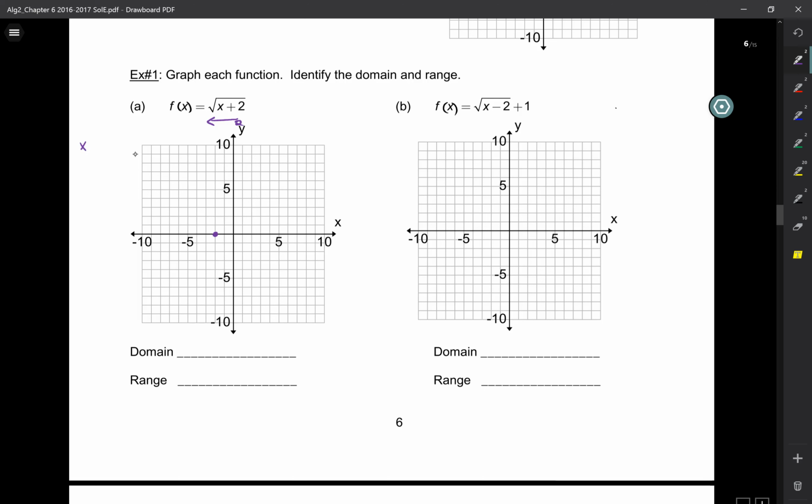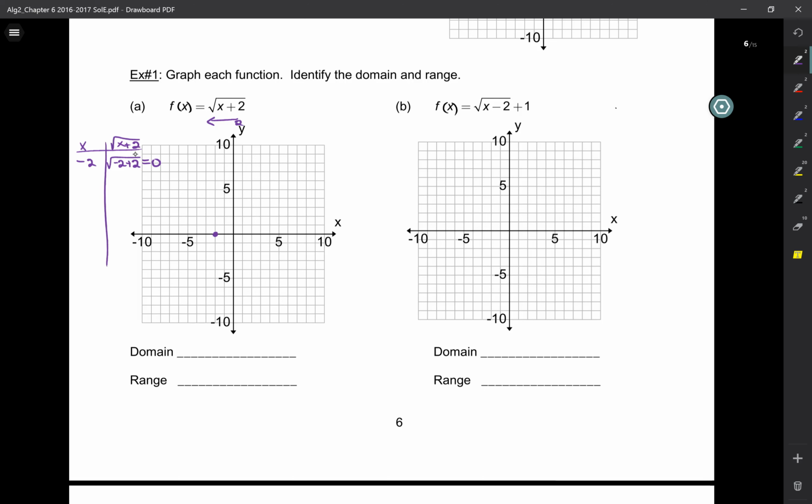So why don't we do a little chart, a table of values. The first number I'm going to put in is -2. And I'm going to get the square root of -2 plus 2. How much is that? 0. All right? Are we okay? Yes? Okay.